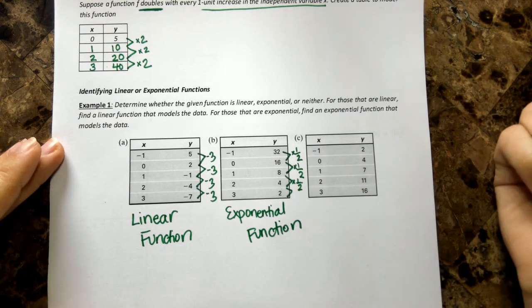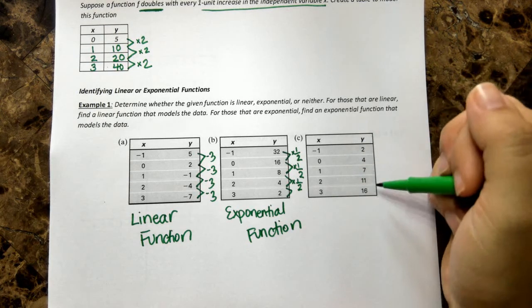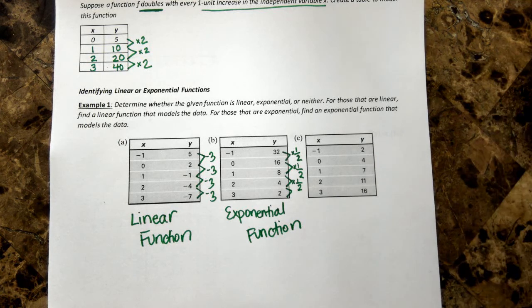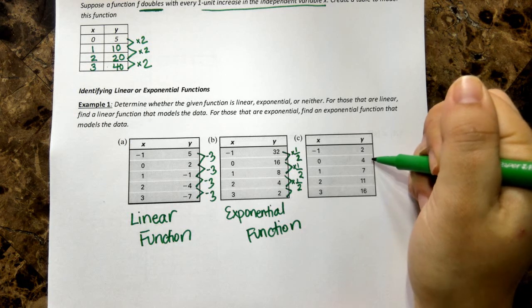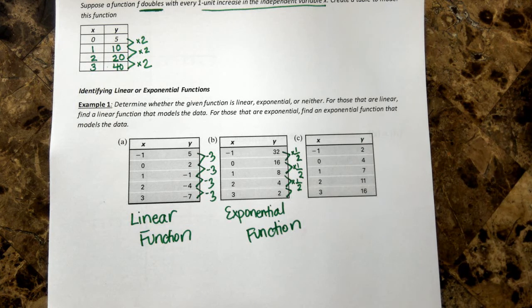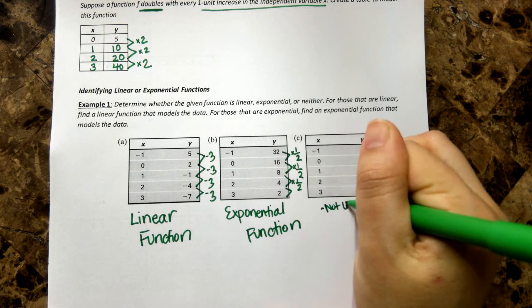All right, and then our last table, if you look at the x values, it's increasing by 1 again. But if you look at the y values, first, let's see if there's an addition or subtraction constant value. From 2 to 4 is being added 2. But 4 plus 2 is not 7. So we know that there's not a constant number that's being added to them. So I can cross out linear. I know it's not linear. So I put not linear.